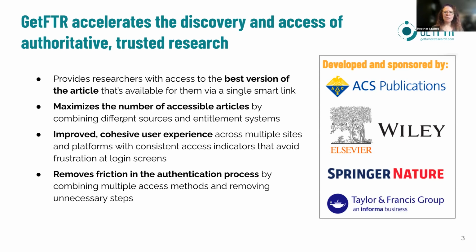So GetFTR is intended to make things easier for researchers. We're going to get them to the best version of the article that's available for them through a single smart link. That should increase the maximum number of articles that they can access, making their research lives easier. We combine different sources and entitlement systems to get them that widest possible range. It's also intended to give them a really cohesive user experience so they don't have to re-situate themselves and learn context across multiple sites repeatedly as, again, they try to undertake their research. And so we want to take friction out of the authentication process for them, and we'll tell you a little bit about how we do that.